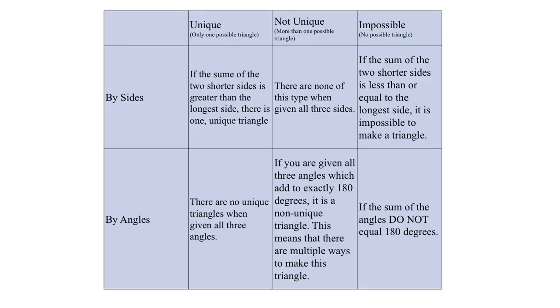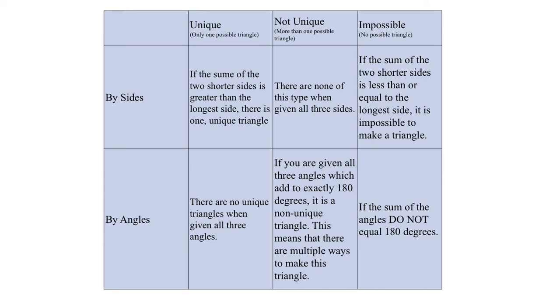All right. Triangles can be unique, meaning only one possible triangle, or they can be not unique, meaning I can make many triangles given those characteristics. But then we have impossible, and we've just been proving those impossible triangles. First, we proved it by angles.